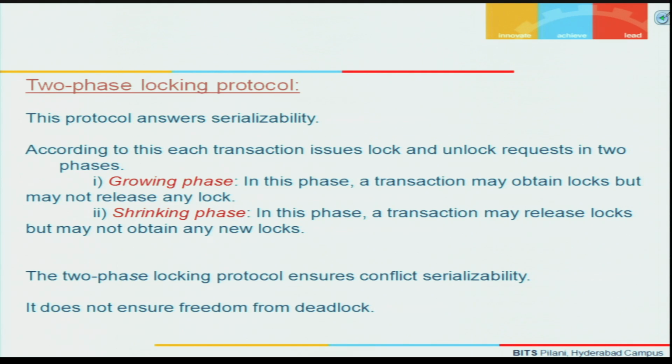According to this, each transaction issues lock and unlock requests in two phases. That means when it acquires locks or releases locks, it will have two phases, the growing phase and then the shrinking phase. Let us assume that there is a transaction T1, it requests a lock on A and releases the lock, and on B also it requests a lock and releases the lock. Like that it will make a request and then release a lock. If such is the situation, every transaction in this process will have two phases. One is the growing phase, the second one is the shrinking phase.